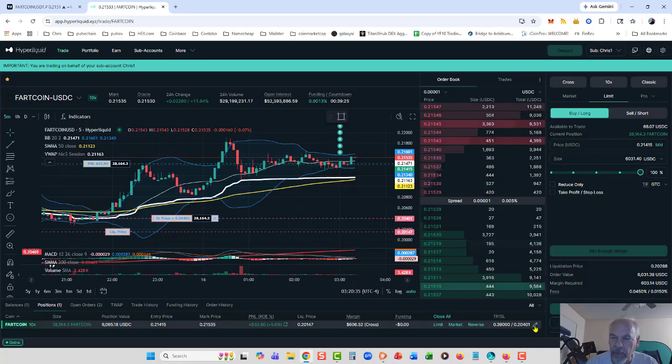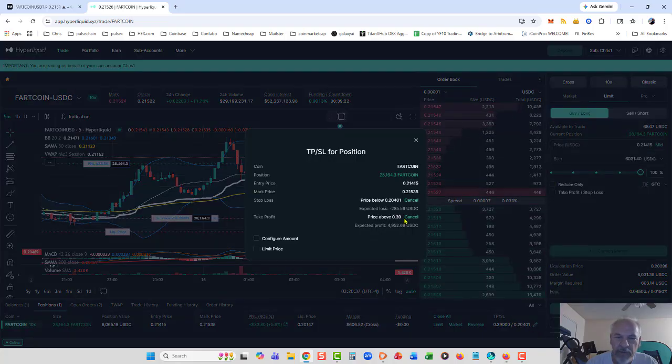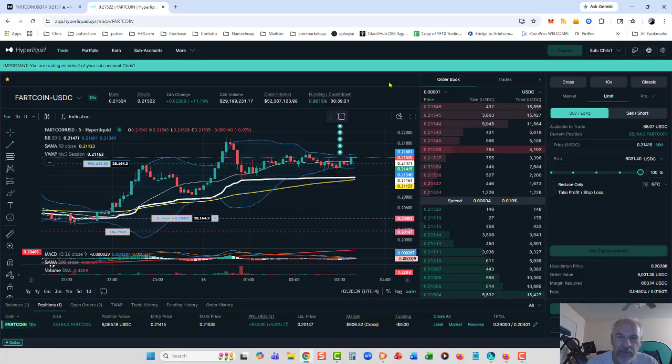Okay, that's how you use Hyperliquid. It's real easy. It's just like trading on a centralized exchange, but there's no middleman. It's just you, your wallet, and hyperliquid.xyz. Have any questions about that? Reach out, Chris at rchris4.com.